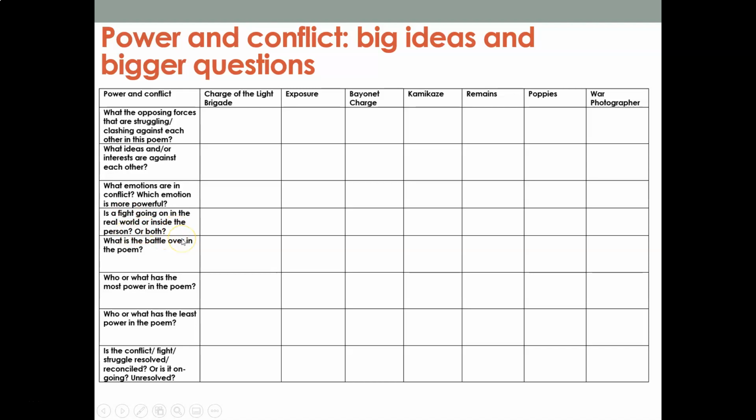So let's have a look. Is a fight going on in the real world or inside the personal? Both. So you could say Charge of the Light Brigade is a real world fight. Exposure, there's a fight going on. Absolutely, there's a real war. But you've also got the internal struggle of the soldiers. Now, what is the battle over in the poem? What are they fighting over? Who or what has the most power?